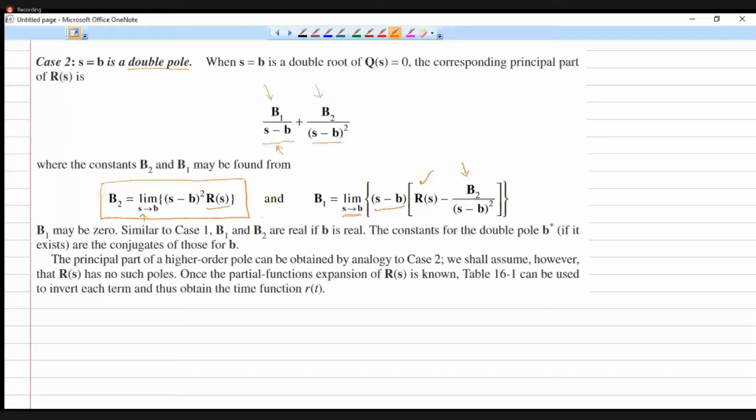When we do certain numerical problems, you will be able to understand what I was trying to tell you. And similar cases apply. For example, if b is a complex quantity in the double pole, then the complex conjugate of b will also be a pole for this function.